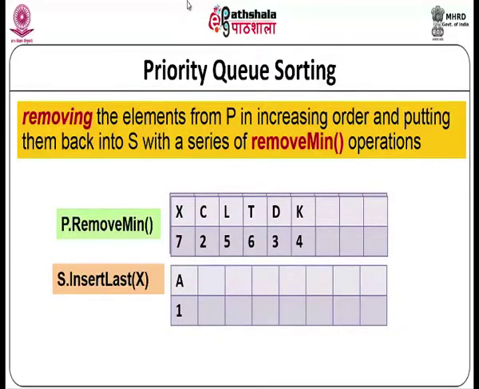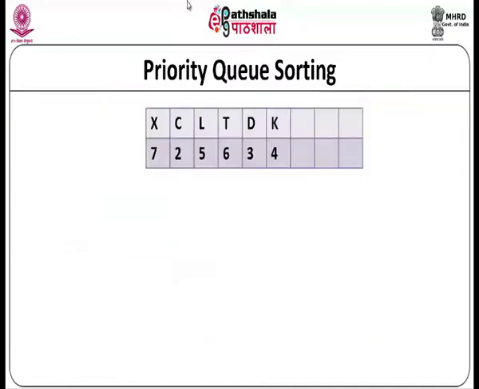Now, here I am not telling which to remove, we have to remove the minimum element. So, let us look at the next one. Now, what do you have to remove? Automatically when I call remove min, it will remove C2. So, remove min will remove C2.